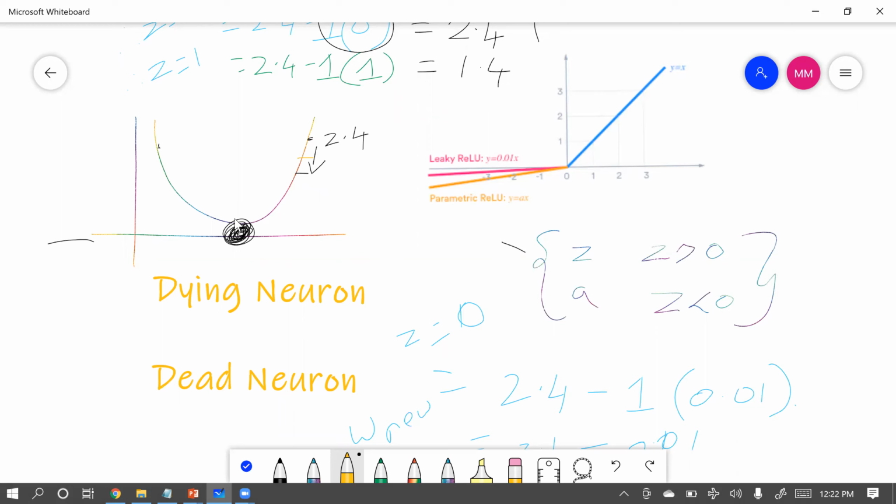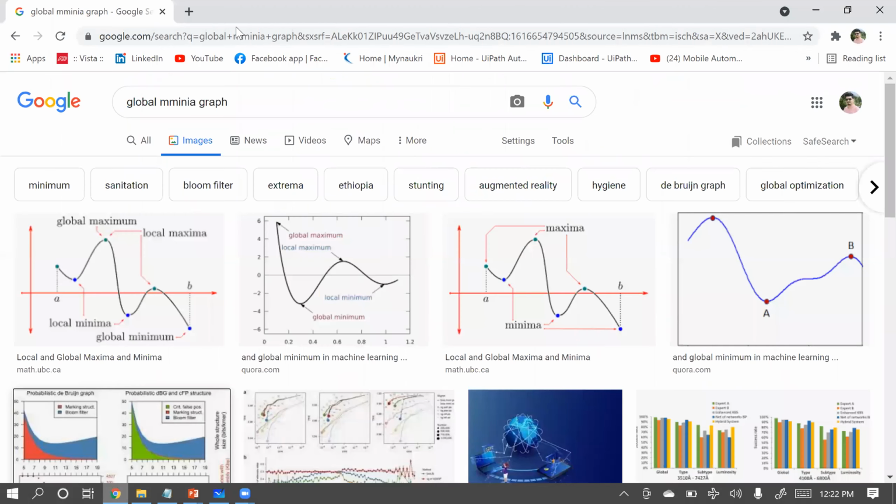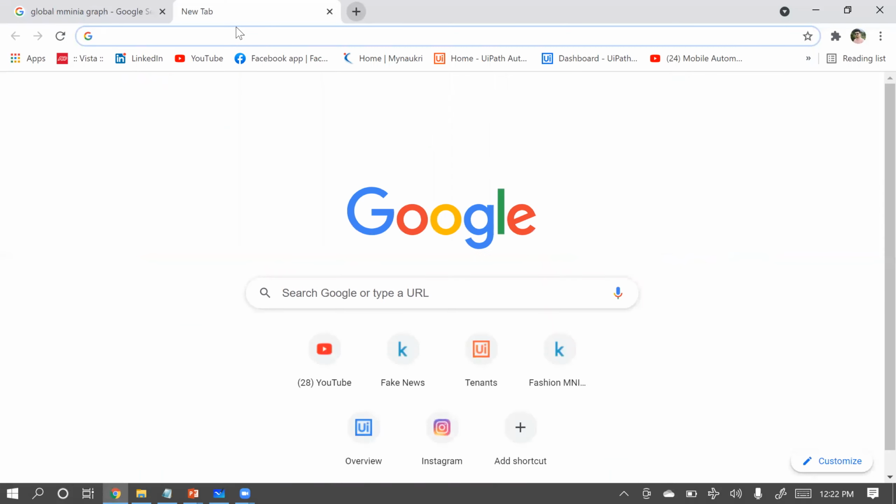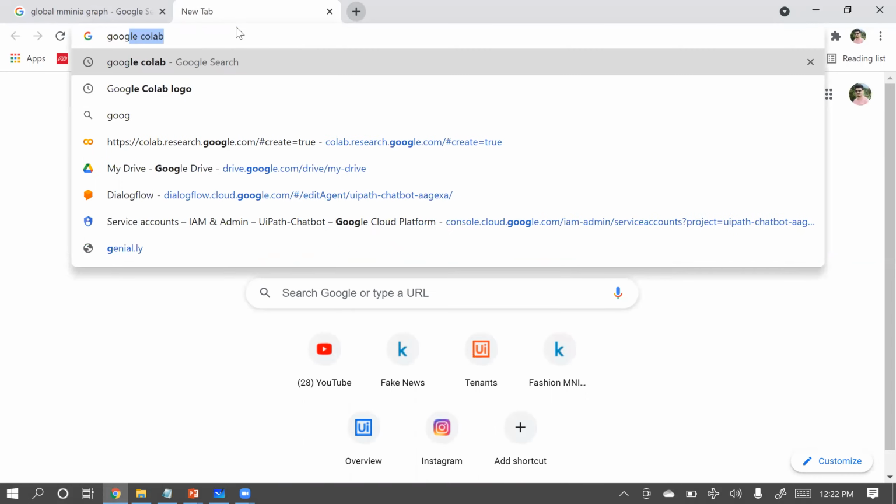To overcome this we have many functions, like softplus and PReLU. We'll see those in future classes. Now we'll see the practical implementation of how we can write an activation function in Python. We'll go to our Jupyter, or we'll go to Google Colab.